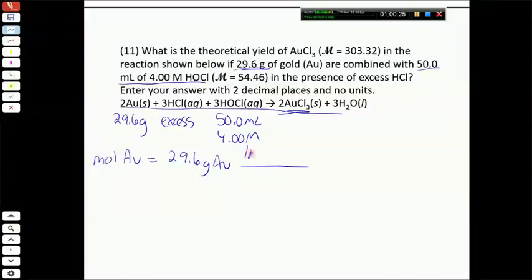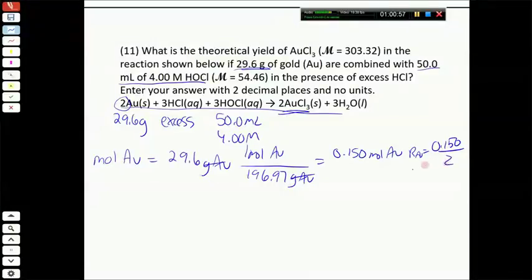So it's going to be 1 mole has a mass of 196.97 grams. And so that gives us 0.150 moles of gold. But that alone doesn't tell us if it's the limiting reactant. We have to find what I call the stoichiometric ratio, which is taking that number, 0.150, and then dividing it by the coefficient in the balanced chemical equation, which is a 2 for Au. So we take the number and divide it by the coefficient, and that's going to be 0.075.